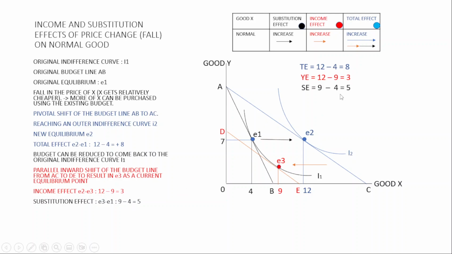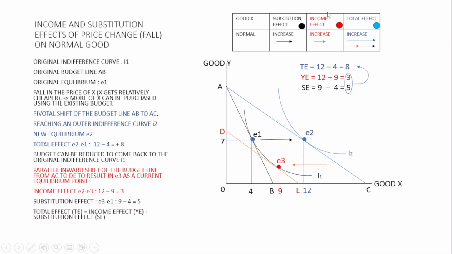And let's put this in black color over here. 9 minus 4 is 5. And then we know that your total effect is going to be income effect plus substitution effect, which we can see over here is that if you add both of these figures, you get this as a total. That is 8.